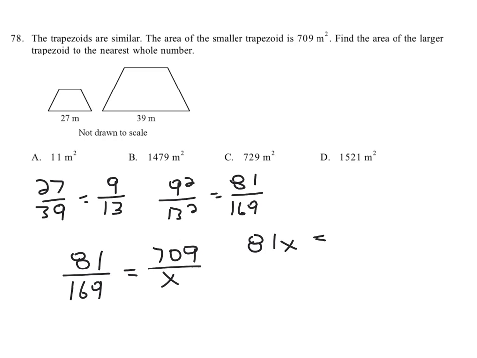times 169 equals 119,821. So then dividing both sides by 81, we get x is equal to 1,479.2, which rounds off to 1,479 meters squared.